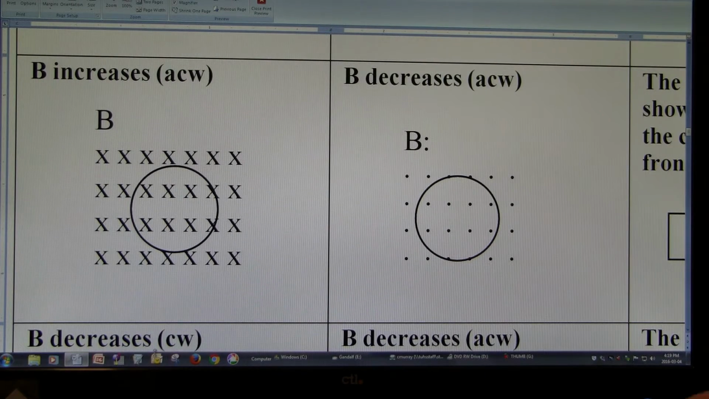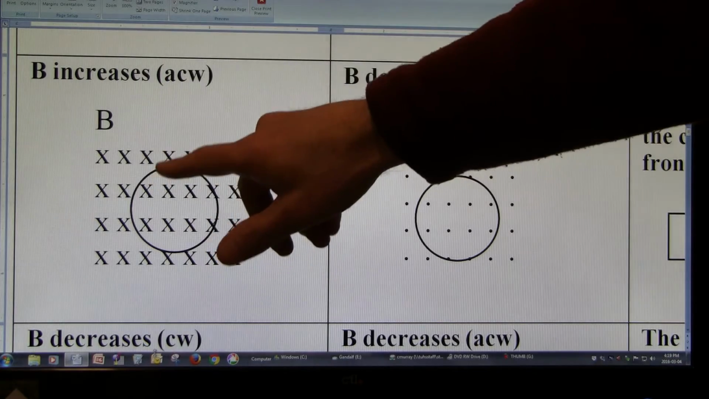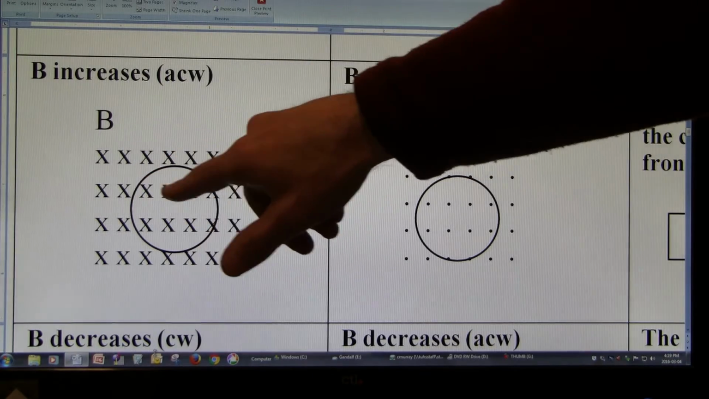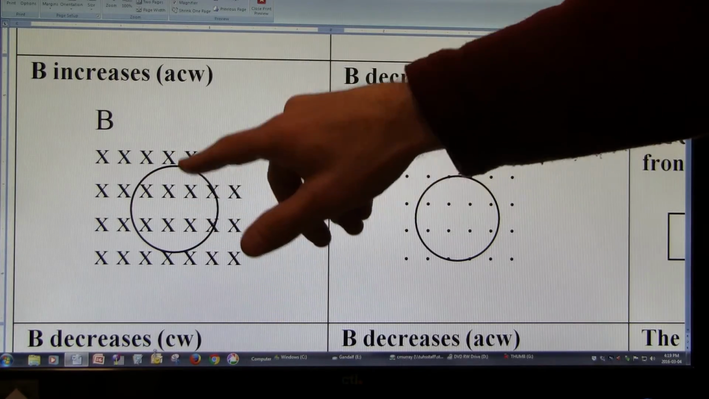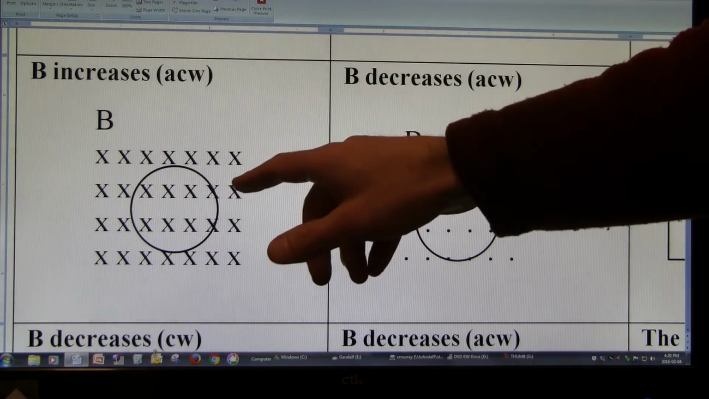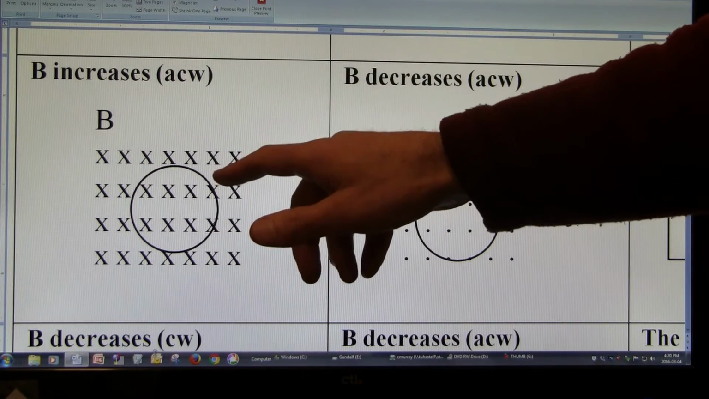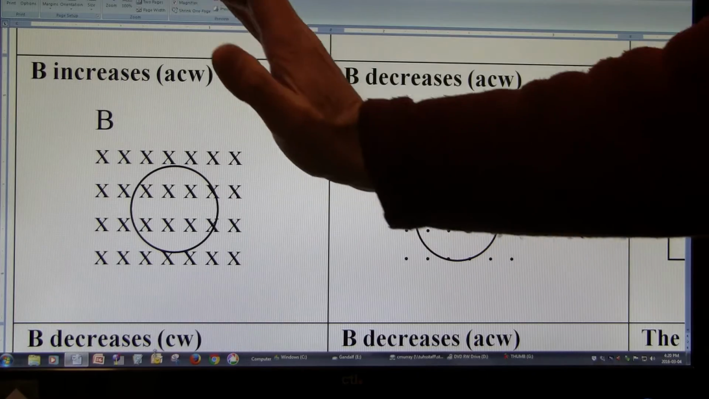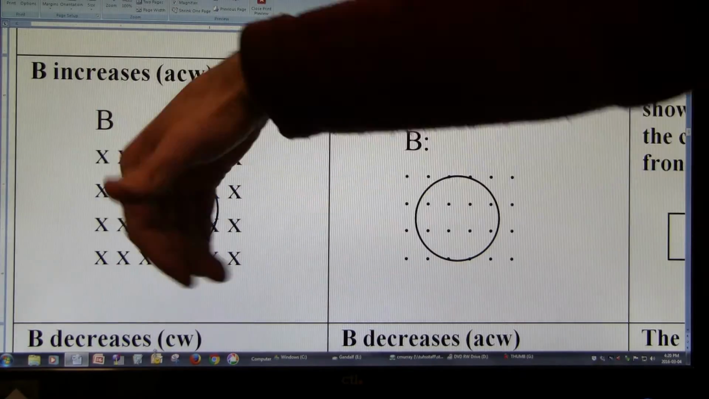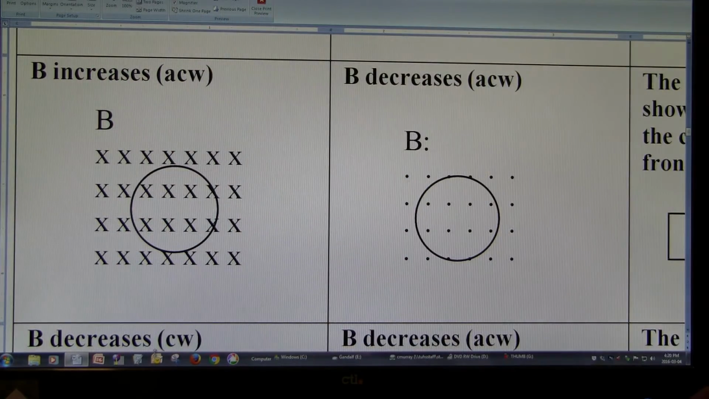Okay, let's do one more row and I think you're good. Okay, so here we have magnetic field. Those X's are magnetic field. It's into the page, right? And we're getting more into the page. We're gaining flux into the page. If you gain flux into the page, the reaction is to create flux out of the page. So that's why it's anti-clockwise. That's why that's the right answer.